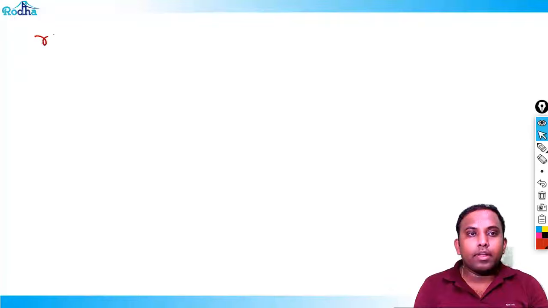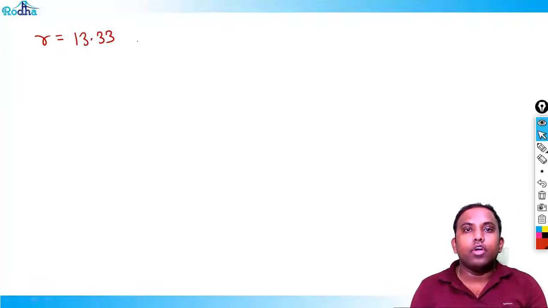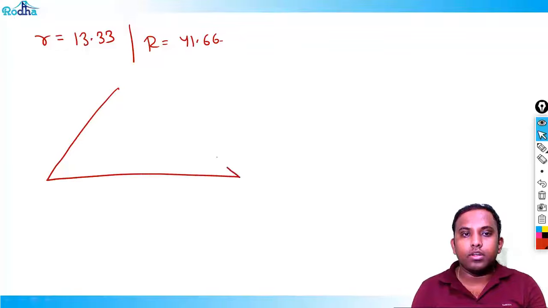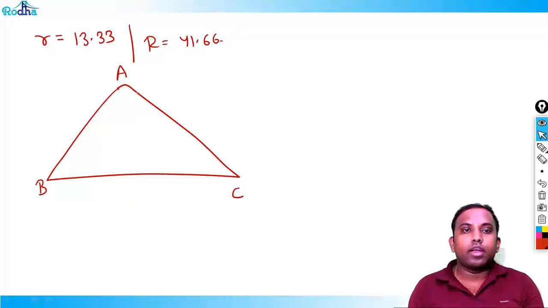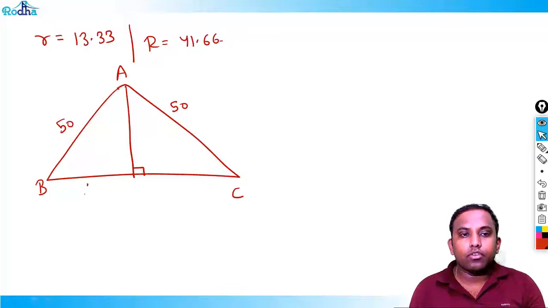Capital R we got as 41.66, and small r, that is the inradius, we got as 13.33. Now this is a triangle ABC here. First we draw this side of 50. We draw a perpendicular. It was 40 and it was 40.